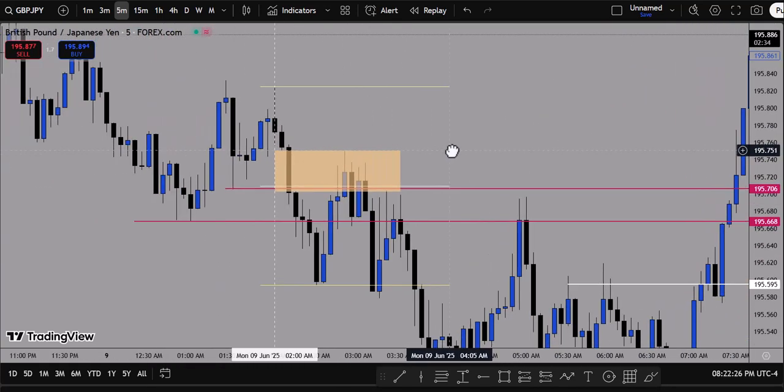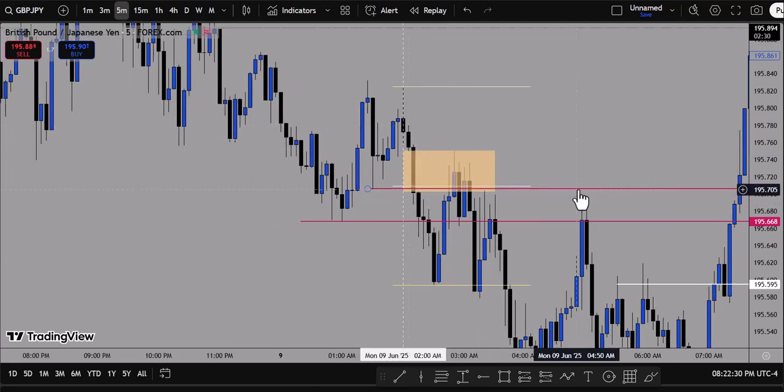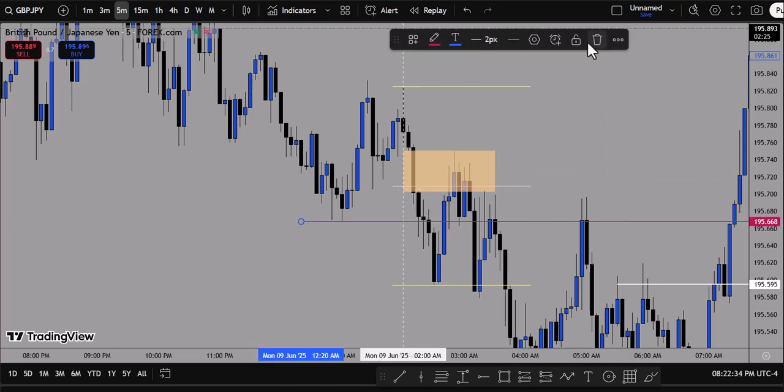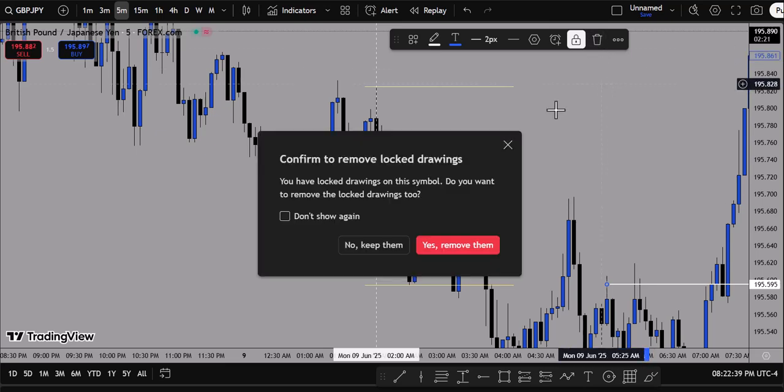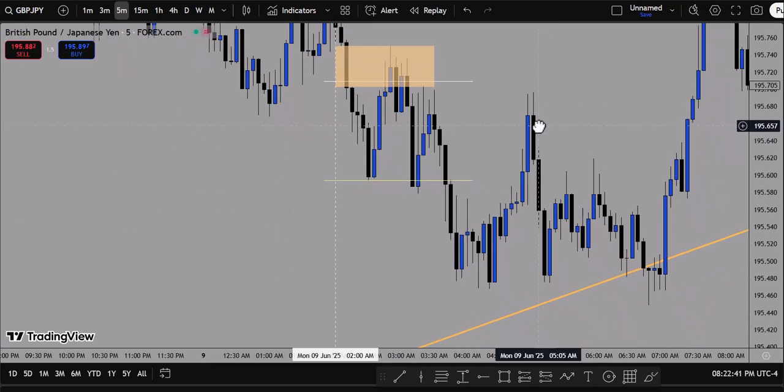My chart is so busy and I don't want to take these lines off right now. Okay, I can take this one off actually. For now, I don't need this line. Okay. So that is just it.